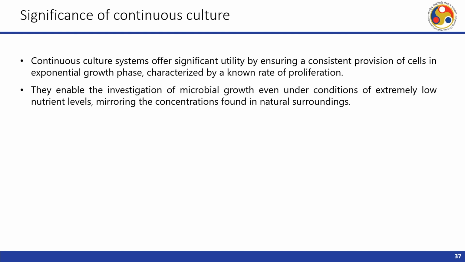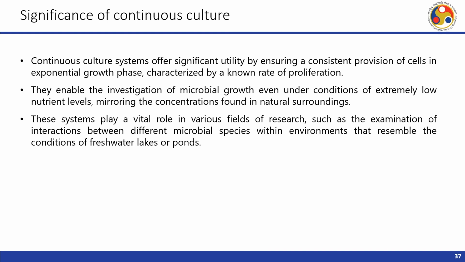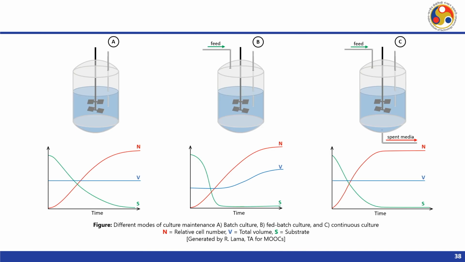Continuous culture systems offer significant utility by ensuring a consistent provision of cells in exponential growth phase characterized by a known rate of proliferation. They enable the investigation of microbial growth even under conditions of extremely low nutrient levels, mirroring the concentrations found in natural surroundings. These systems play a vital role in various fields of research, such as the examination of interactions between different microbial species within environments that resemble the conditions of freshwater lakes or ponds.